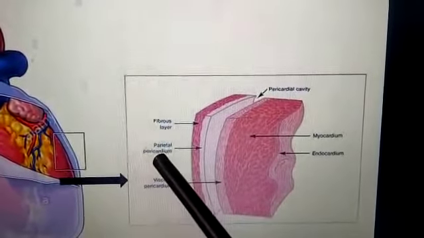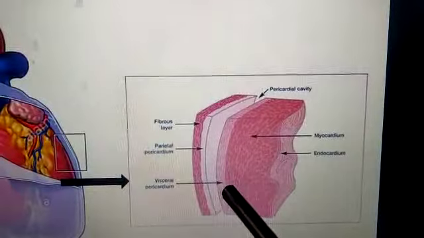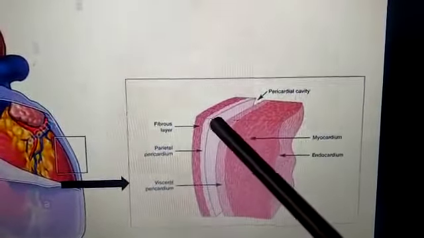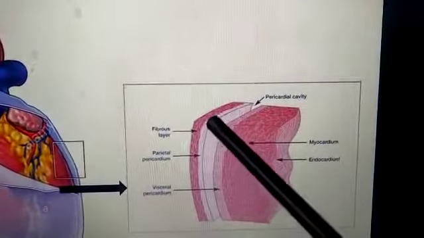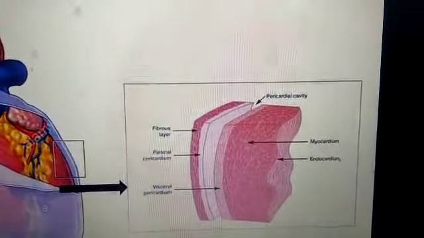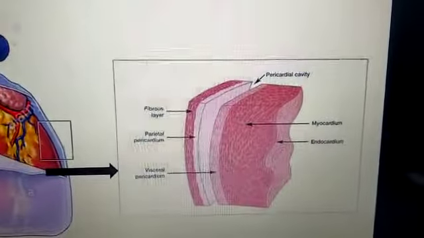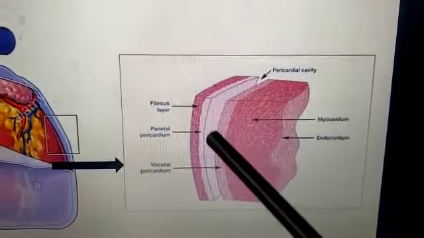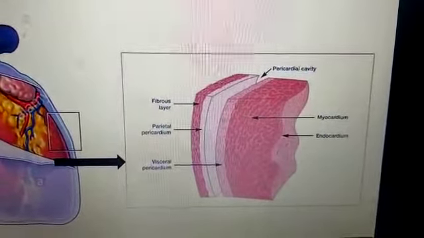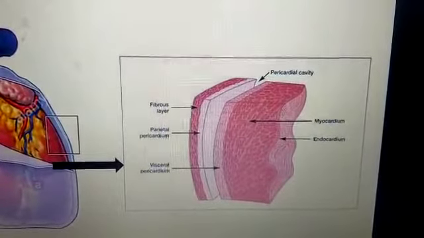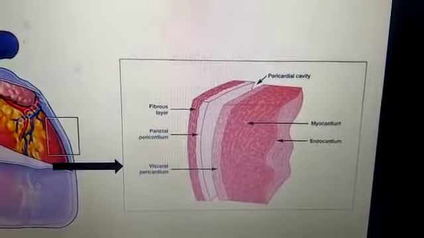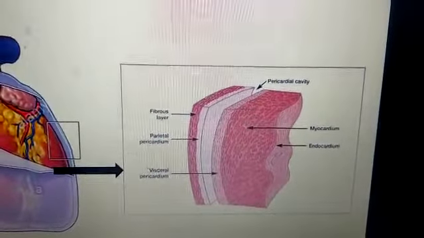Pericardium is divided into two layers, outer inelastic, tough, fibrous pericardium, and inner is called as serous pericardium, which is divided into parietal pericardium and visceral pericardium. Now these two layers show a gap here. This gap is called as pericardial cavity, which is filled with pericardial fluid. Here in this gap there is liquid called as pericardial fluid, which acts as a shock absorber and which prevents the desiccation.